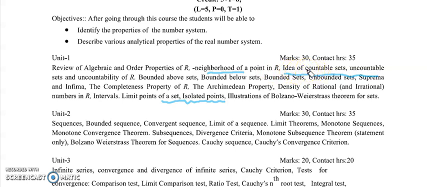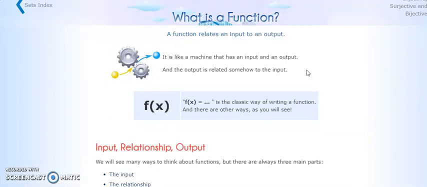Before going to countable sets, I would like you to go through a few things. The first thing is the function. So what is a function? You know, a function is like a machine. It takes an input and gives you an output. Or in set theoretic view, you can say that a function is a special kind of subset of A cross B if the function is from A to B. So let's discuss this informally.